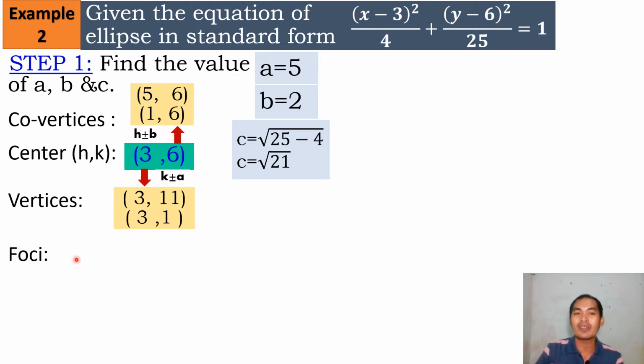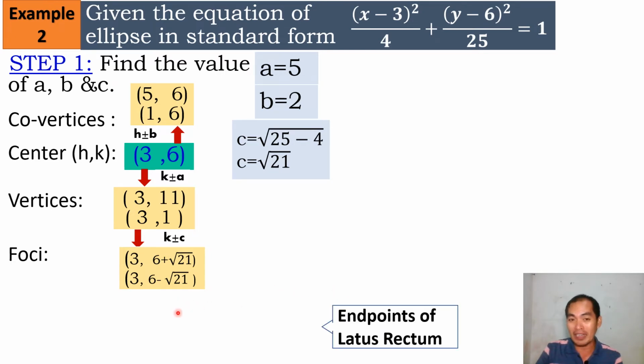So, 3, 1. For the foci, the same. Kukopyahin yung x. At we have k plus minus c for y. We have 3. Then, 6 plus the square root of 21. And 3, 6 minus square root of 21. 21 po, hindi 27. Then, for the endpoints of the latus rectum, tatandaan nyo na lang reference itong foci. Kinopya niya yung x dito, yung y ang kukopyahin. Itong 6 plus the square root of 21, dalawa nun. At 6 minus square root of 21, dalawa din nun.